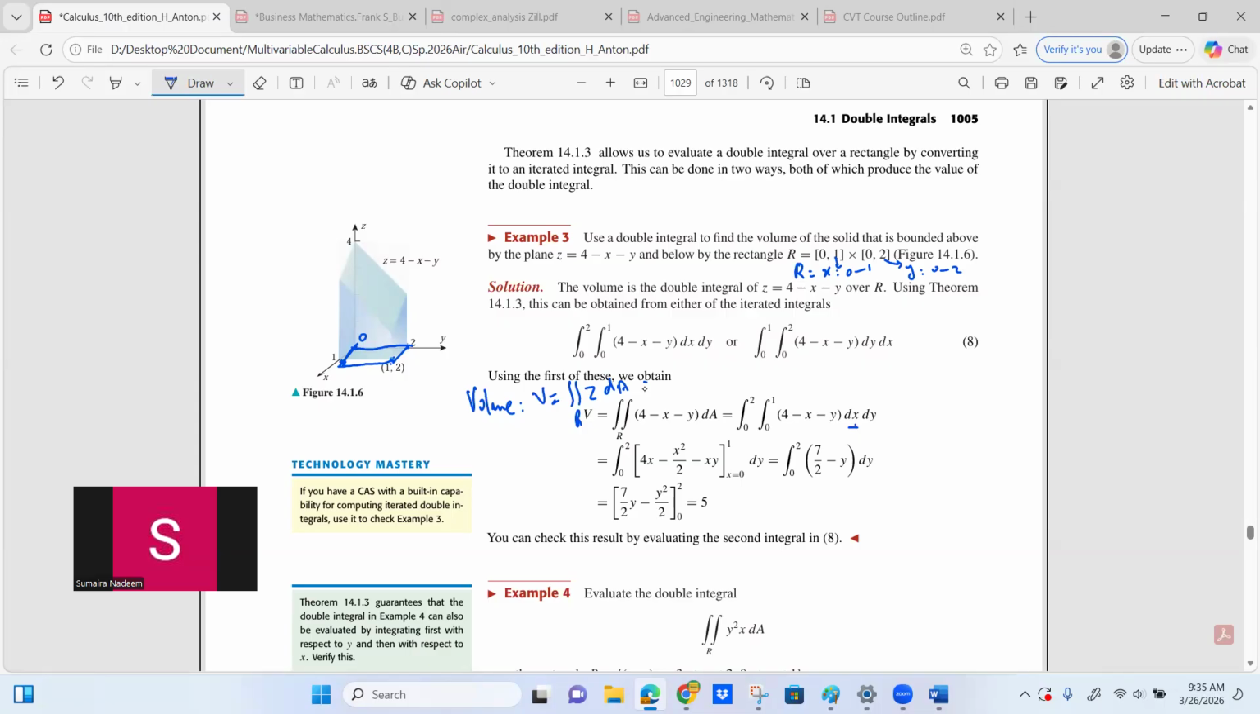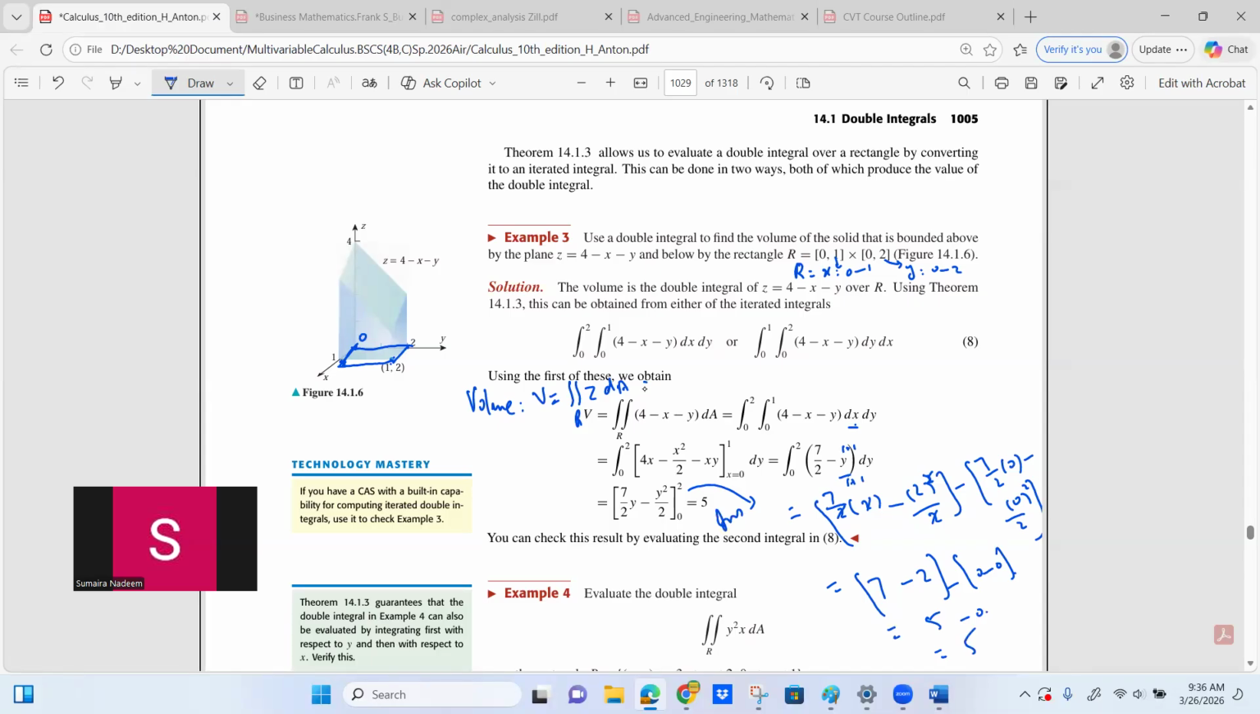Then integration with respect to y: 7 by 2 y minus y square by 2. Applying the limits, upper limit first: 7 by 2 into 2 minus 2 square over 2, minus the lower limit, 7 by 2 into 0 minus 0 square by 2. The 2 cancels, so 7 minus 2 minus 0 minus 0. The result is 5 minus 0, that is equal to 5. That is your required result.